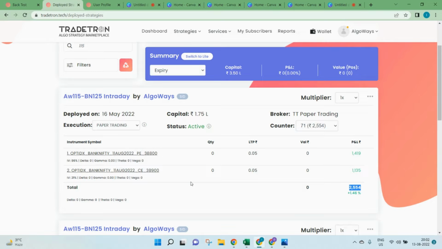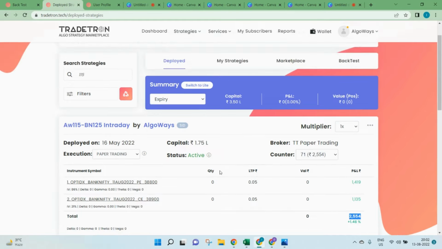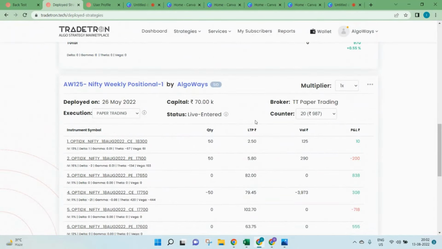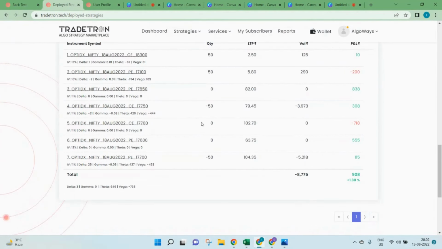So this is the strategy, and there can be many variations of this. You can have some more improvements, and there can be many, because there is more than one way to trade the same kind of logic for better results. I have the positional version of this strategy running for quite some time. That is AW125. This is the one. This is the weekly position strategy.